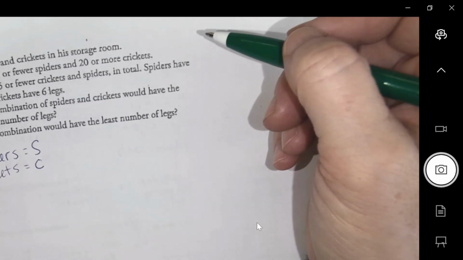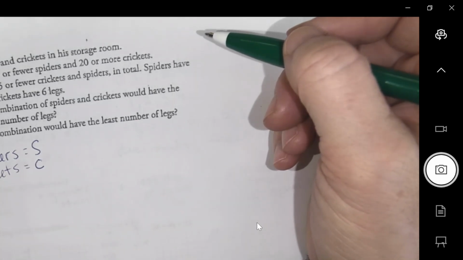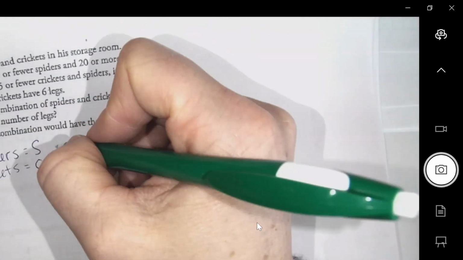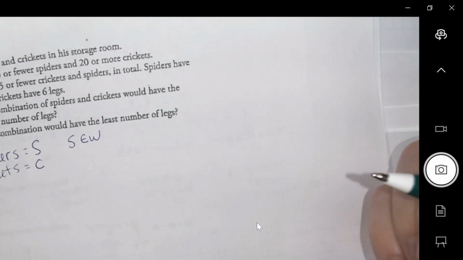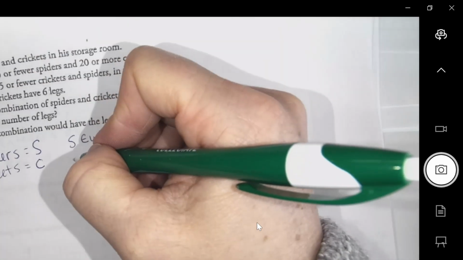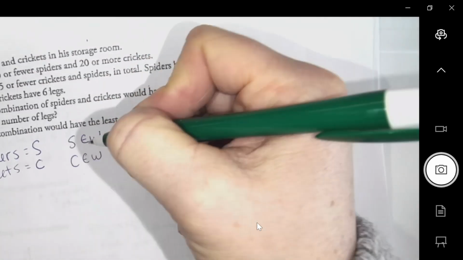No negatives. Can we have 1.5 spiders? No. So spiders have to be whole numbers, right? And so same with crickets, whole numbers.